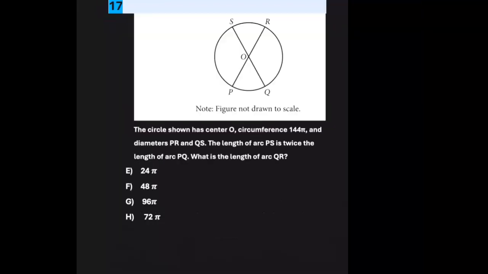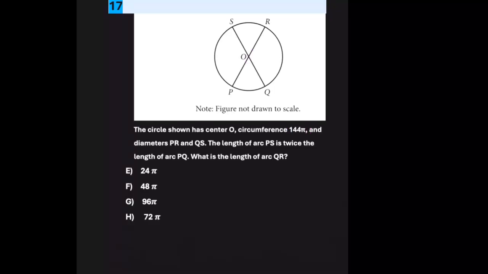We have a question number 17, and we have a circle. The center of the circle is right here, and the circumference of the circle is 144 pi. And we have two diameters. PR is a diameter, and QS is also a diameter. And the length of arc PS, which is from here to here, is twice the length of PQ, which is from here to here.